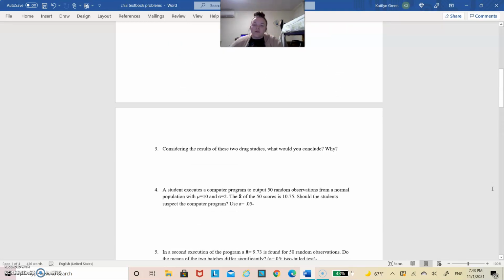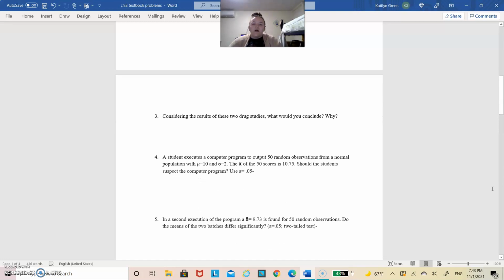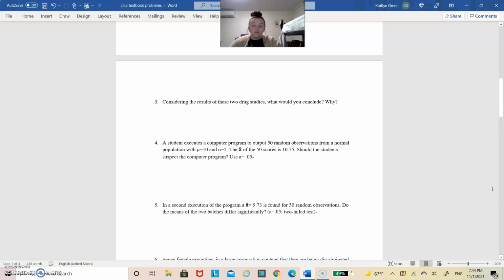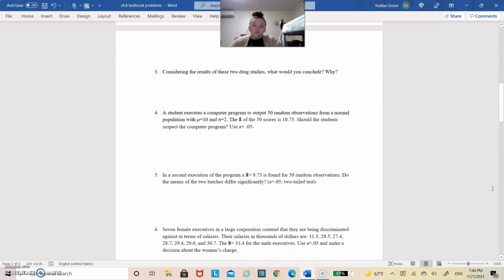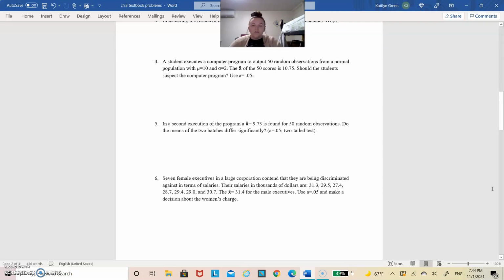Moving on to question 3, it just asks us to briefly consider the two studies and what we would conclude. Well, with the data present, it does appear that the medication for Group E appears to be effective in reducing the average number of headaches in comparison to the control group, which had obviously no medication, excuse me.